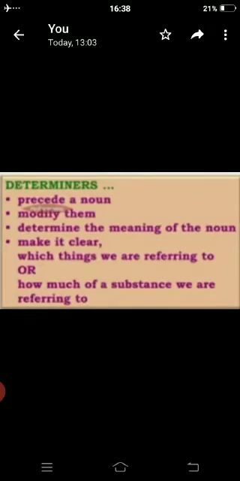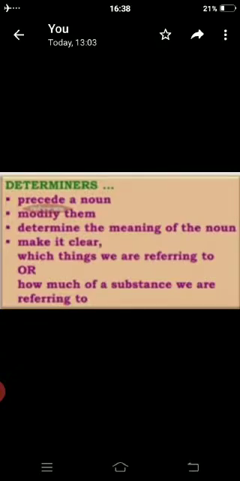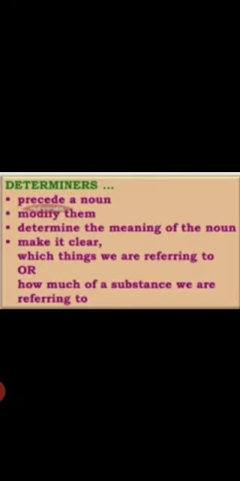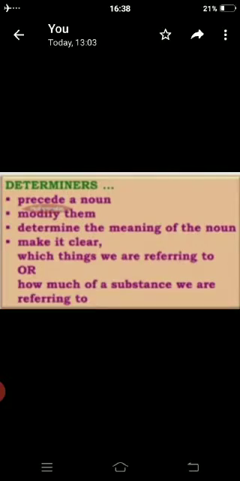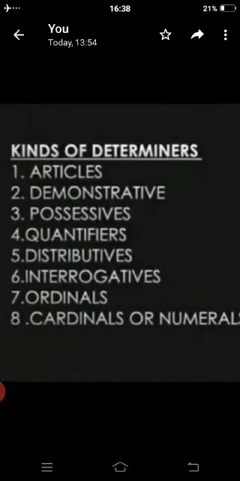So here let us see, students, what modify means here. Modify nouns here means determine the meaning of the noun. They make it clear which things we are referring to or how much of a substance we are referring to, right? So let us see how many kinds of determiners there are.